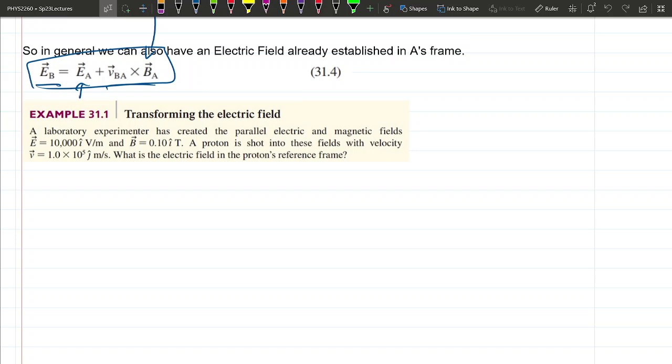We have some laboratory that created a parallel electric and magnetic field. The electric field strength is 10,000 volts per meter in the i hat direction, so along the x direction. The magnetic field is only 0.1 Tesla. A proton is shot into these fields with velocity 1 times 10 to the 5 meters per second in the y hat direction, in j hat. What is the electric field in the proton's reference frame?